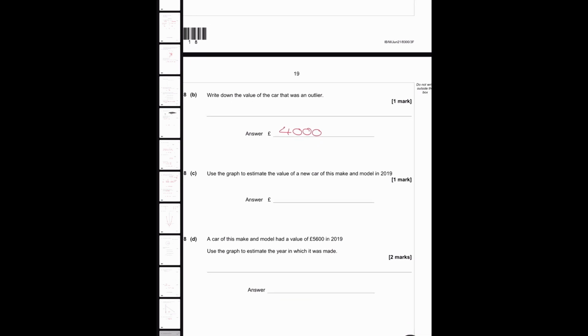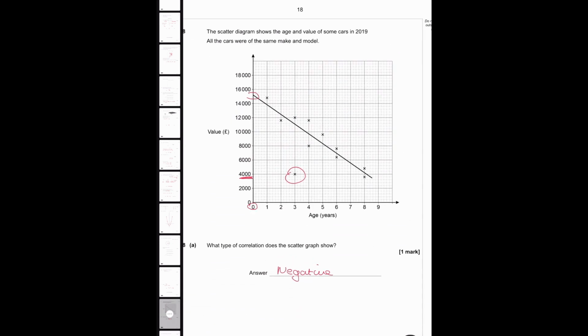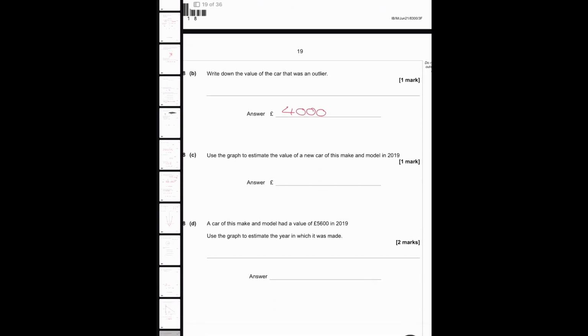The next part of the question is to use the graph to estimate the value of a new car of this make and model in 2019. A new car will be 0 in age, so we want to be looking around here. If we look, it crosses our axis here, which is around 15,300.